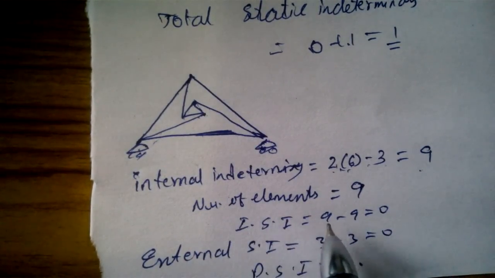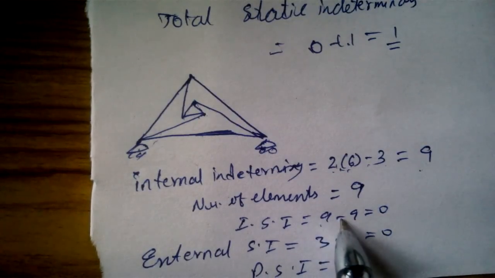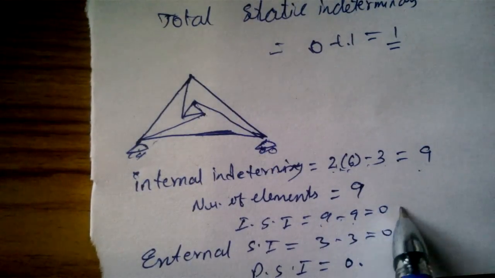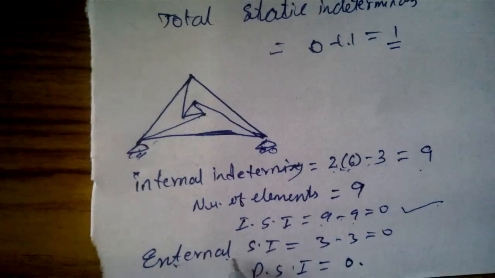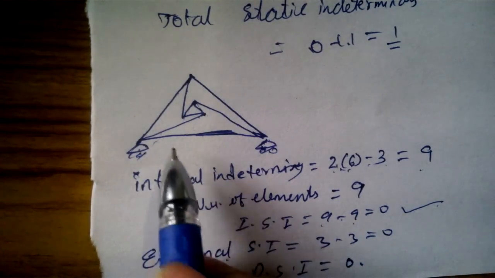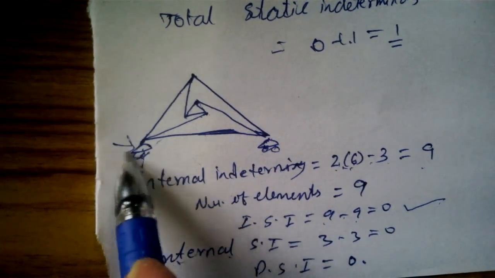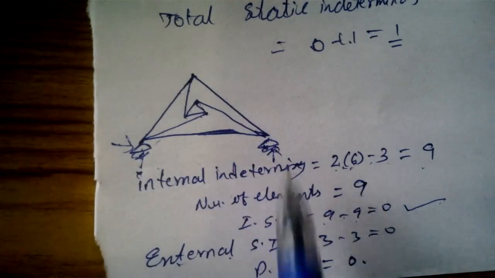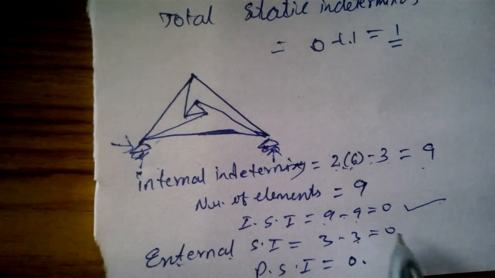Internal static indeterminacy equal to 9 minus number of elements 9 equal to 0, and external indeterminacy equal to 3 minus 3. These are 3 reactions, 1, 2 and 3. These 3 minus 3 equilibrium conditions equal to 0. So the total degree of static indeterminacy is 0.